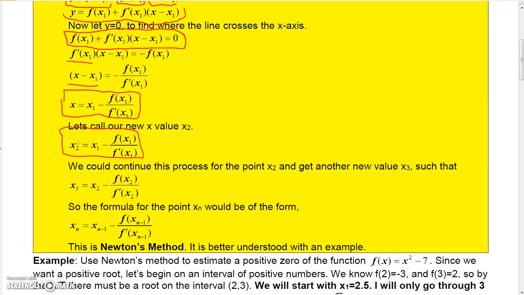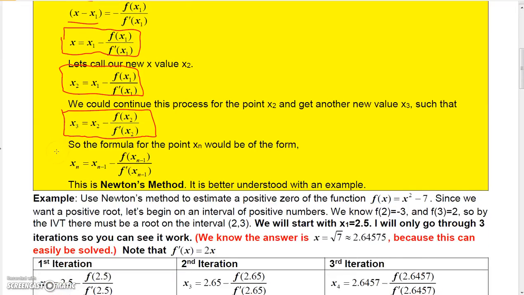And then we could continue this process and say the third point would be x2 from above minus f of x2 over f prime of x2. So the formula for the point xn would be xn equals x of n minus 1 minus f of x of n minus 1 over f prime of x of n minus 1. And this is called Newton's method. And you'll better understand this if I show you an example.